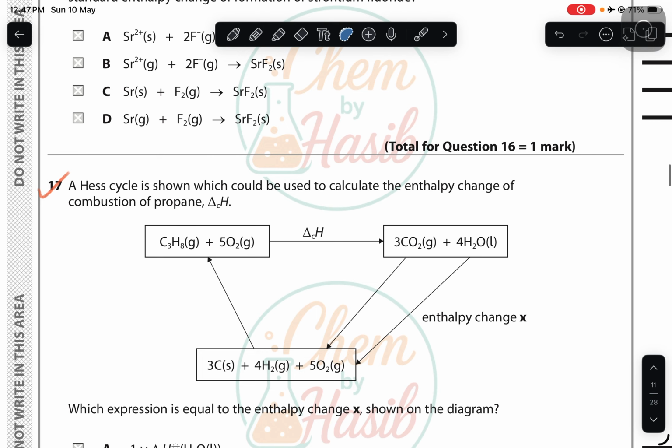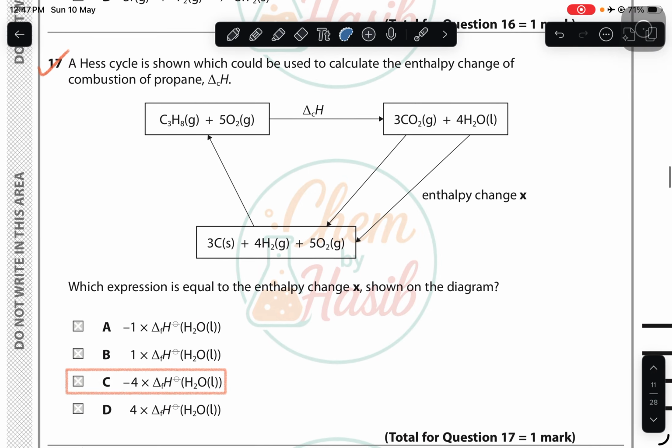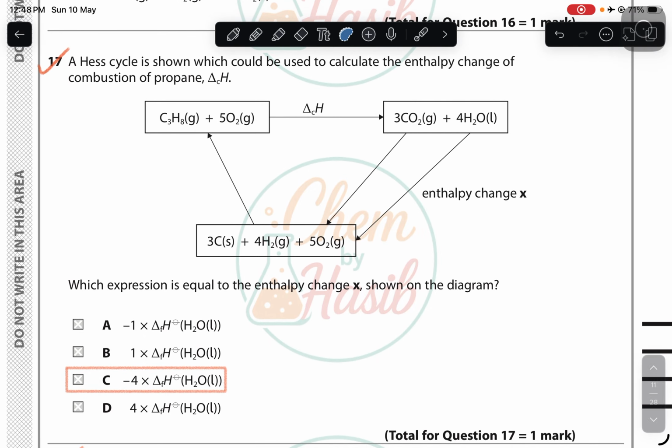Then we move on to question number 17, which says, an enthalpy cycle is shown to calculate the enthalpy change of combustion of propane. Which expression is equal to the enthalpy change X shown on the diagram? So you have to find the enthalpy change X, right? It's a pretty straightforward question. If you look here, this arrow is towards the elements in the box below, right? Now, if you place the arrow the other way around, doesn't this arrow represent the enthalpy change of formation of 4 moles of water?